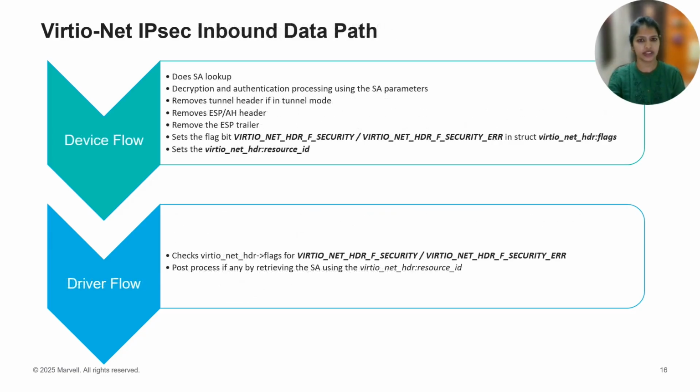In the inbound flow, when the device receives an IPsec packet, it does SA lookup, decryption and authentication processing using the SA parameters, removes the tunnel header if in tunnel mode, removes the ESP or AH header, removes the ESP trailer, sets the security or security error flag bit in the virtio-net header flags, and assigns the resource ID to the SA resource object ID that the packet has utilized during IPsec processing.